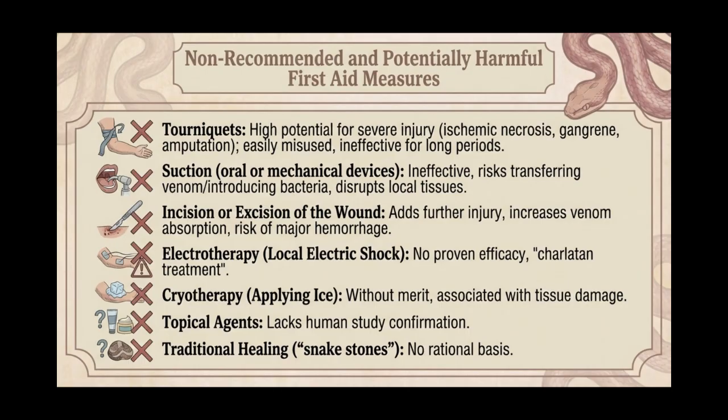Applying suction to the bite site, whether by mouth or mechanical devices, is unsuitable. Mouth suction risks transferring venom into the oral cavity and introducing bacteria into the wound. Dedicated suction kits remove only tiny amounts of venom and may damage local tissues, which could facilitate the spread and absorption of venom. Cutting into the wound or removing tissue is also discouraged, as it can cause additional injury, increase the absorption of venom, and may lead to severe bleeding if blood clotting problems are present.